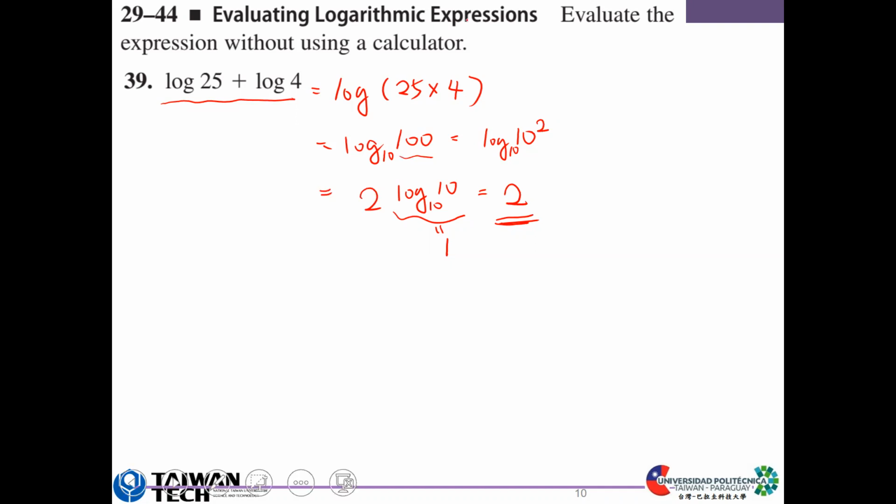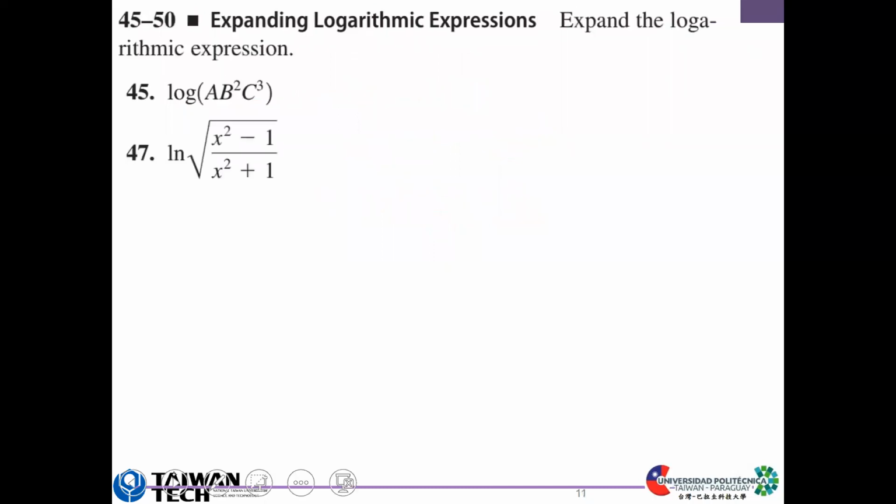Okay, and then let's look at the next problem. It's problem 45. It's log of A B squared C cubed. So it could be written as, I write it here. It's a basic property of the log function. So it equals log A plus 2 log B plus 3 log C. I believe most of you should be very familiar with it.